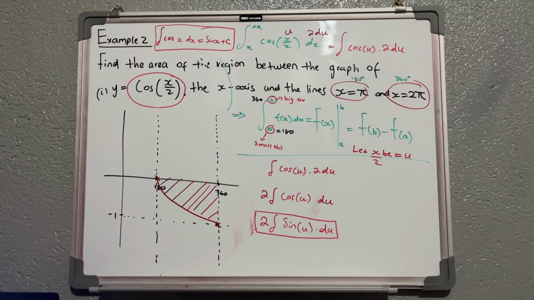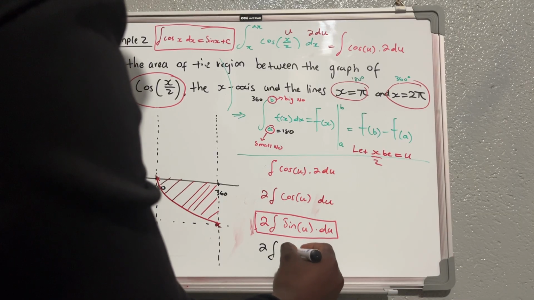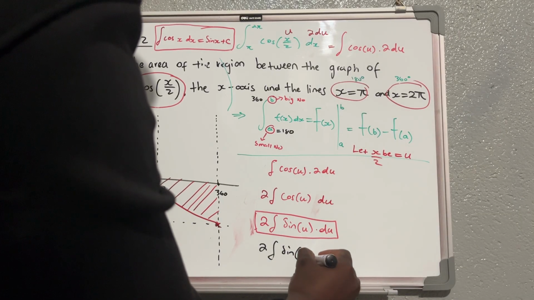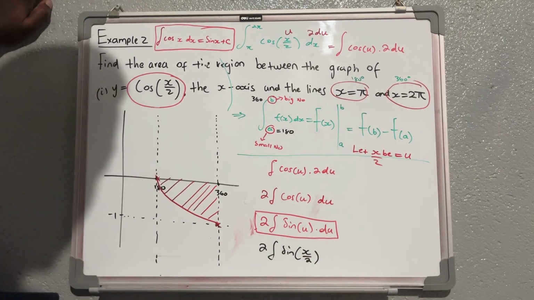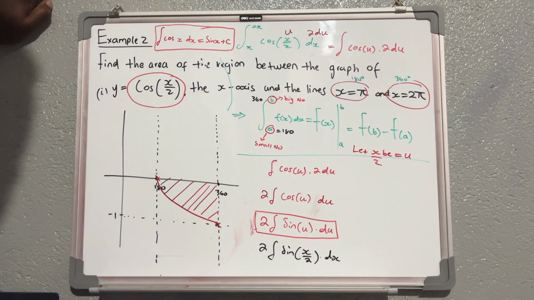So since we were given it in that instance, we still need to put it into its original state. So now we're going to say we have 2, then we have sine of x over 2, then where we see our du, this is our dx.